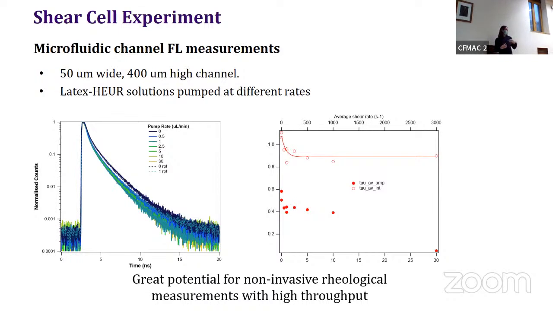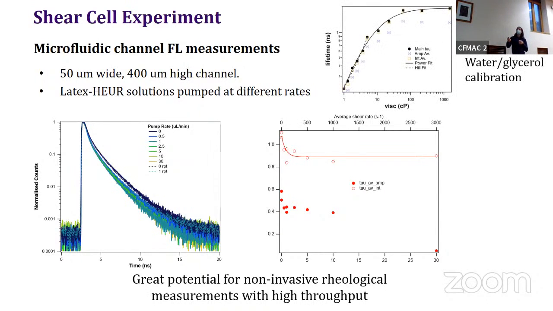So instead of having to go to the rheometer and put it there, etc., for example, if you're in a manufacturing plant, you just have to flow it through a channel, detect it, and then see whether you still have the CFC behavior that you wanted. And also, we are now in the process of calibrating the lifetimes against viscosity, so we can have a proper viscosity versus shear rate plot here, which we'll be able to do.